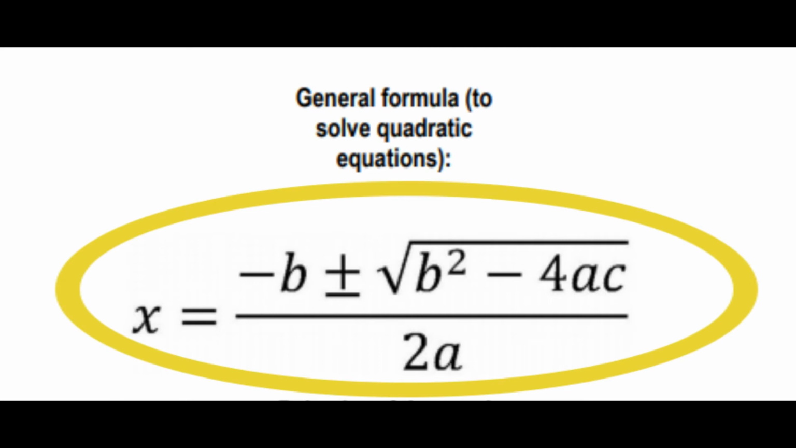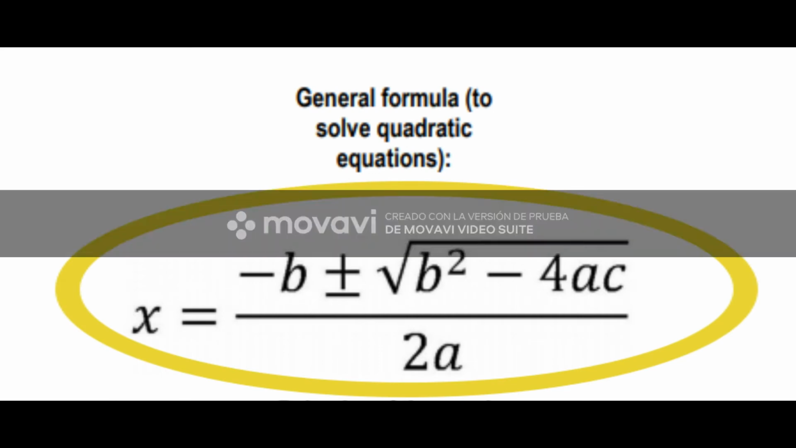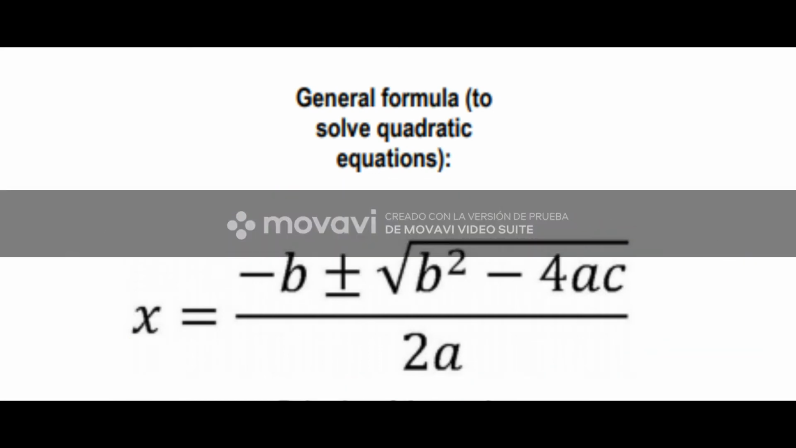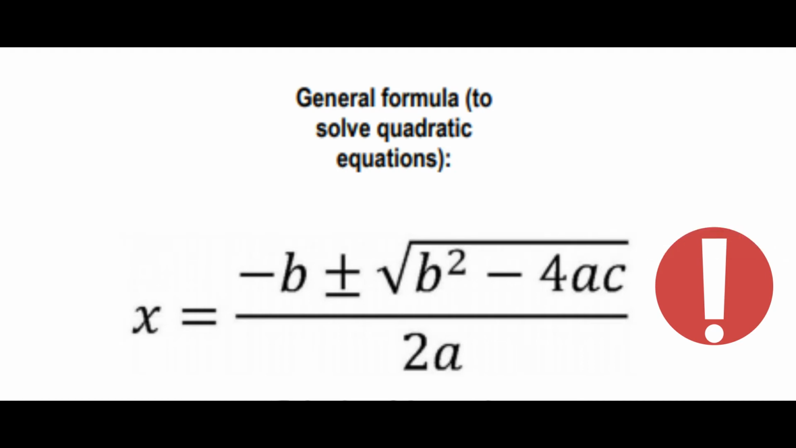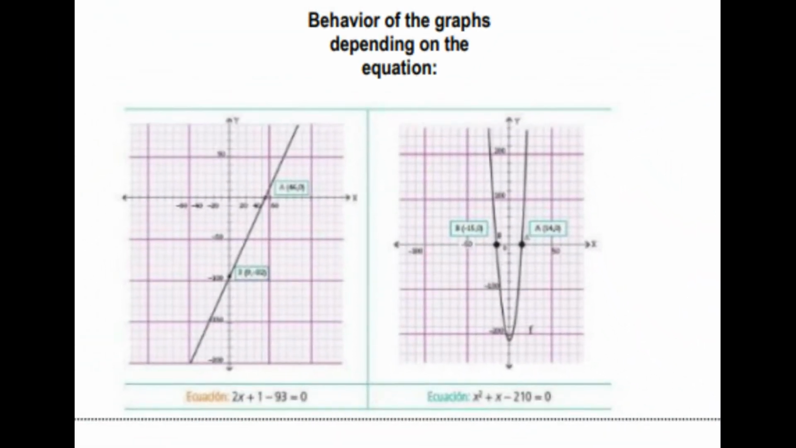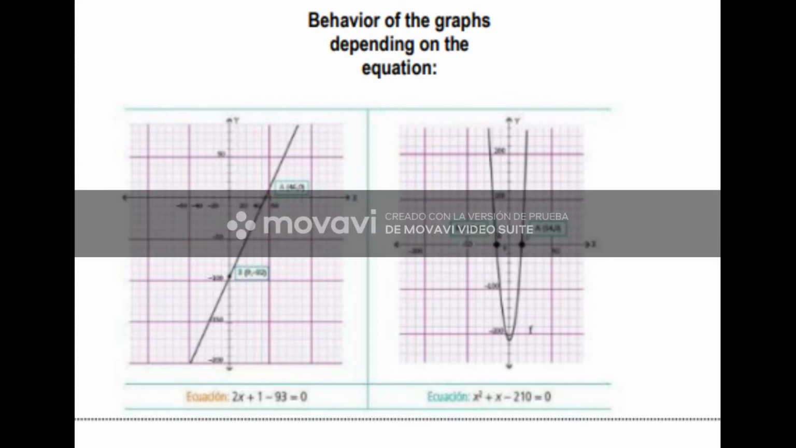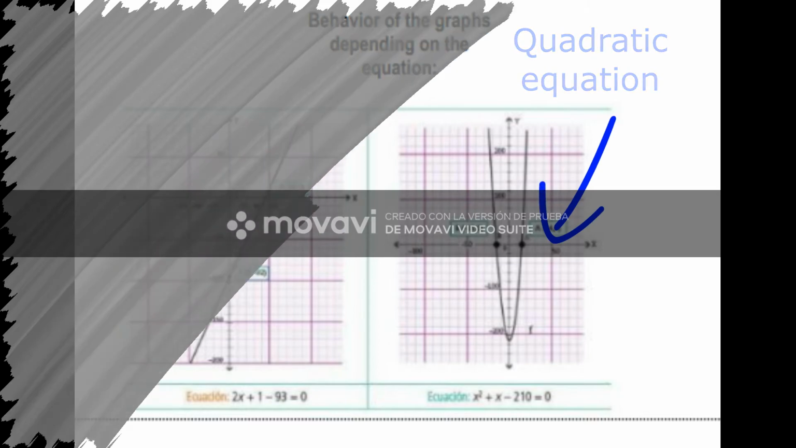The general formula is a method for solving quadratic equations, and it is interpreted as follows: x is equal to minus b plus or minus the root of b squared minus 4ac, all over 2a. The following graphs express the behavior of a linear and quadratic equation. As you can see, the linear equation forms a straight line, but a quadratic equation forms a parabola.